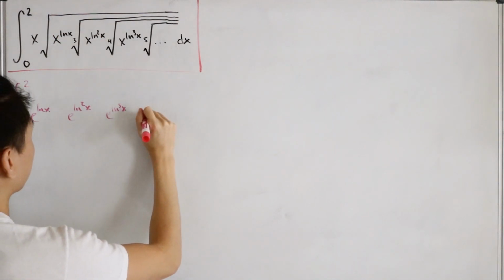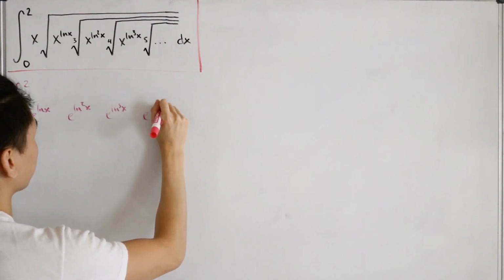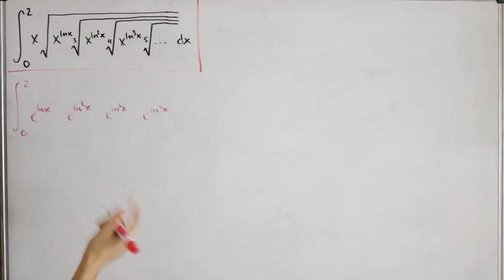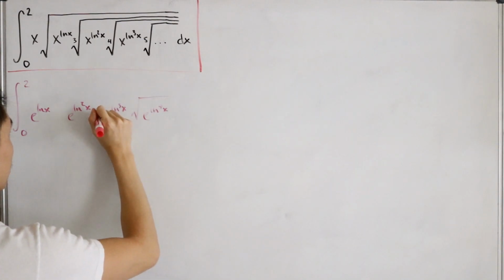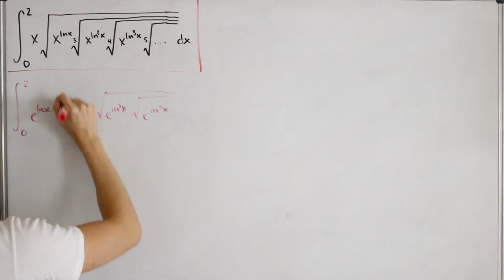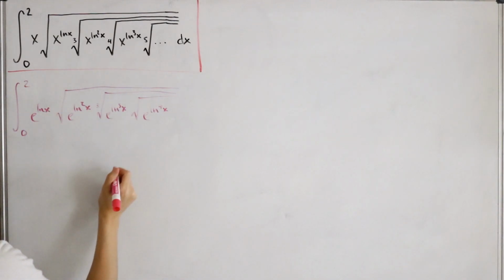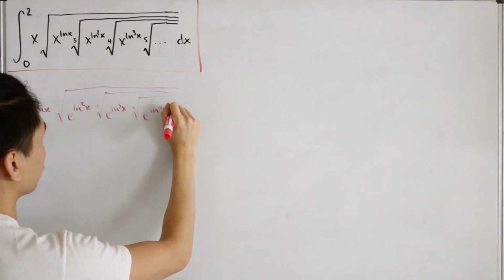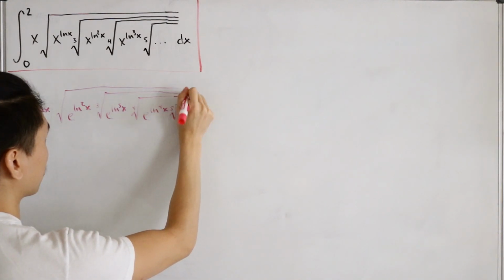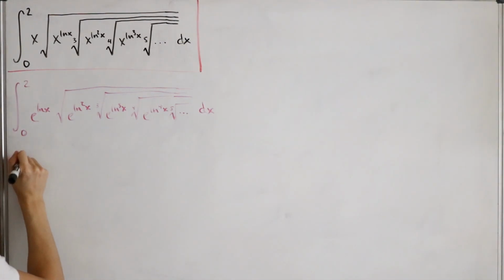And now one more: e to the power ln to the fourth power of x. That's kind of hard to say. Okay, so that just goes on so forth. So we put this back here, then here, and then here. That means this is squared, this is going to be a cube over here, this is going to be a fourth root, and over here the fifth root. That just continues on forever and ever, and then with dx.